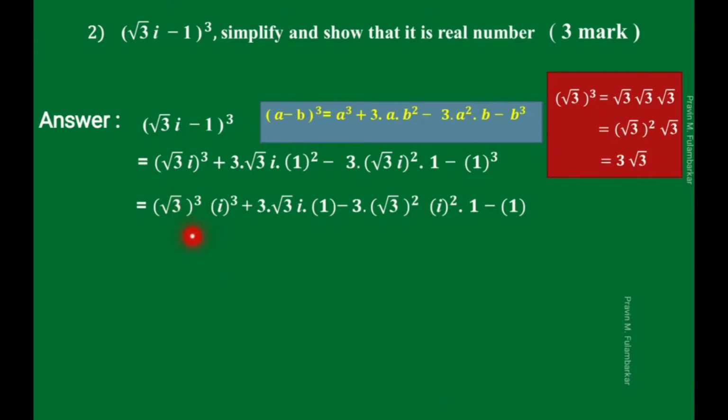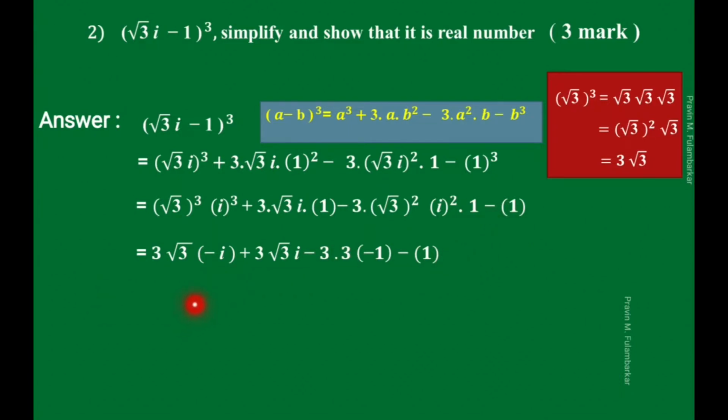So we write the cube of square root of 3 as 3 root 3. So we write this as 3 root 3. i cube is minus i. Then again here if we multiply by 1 we get the same value, that is 3 root 3 i. Here again square and square root get cancelled, so we write the square of root 3 as 3, i square we replace by minus 1, then here minus 1 as it is.